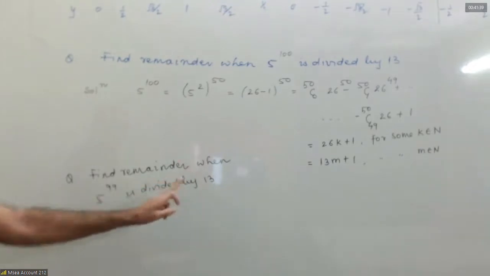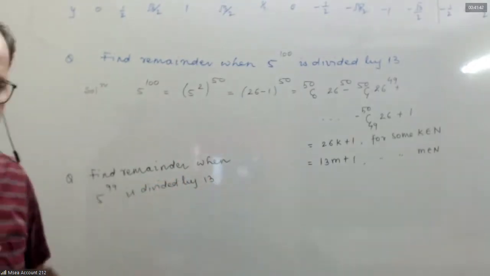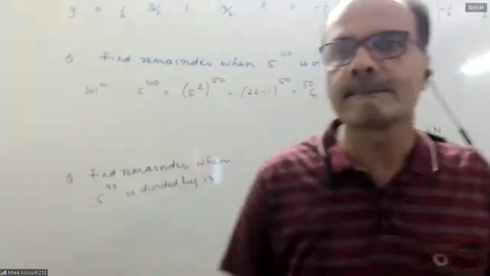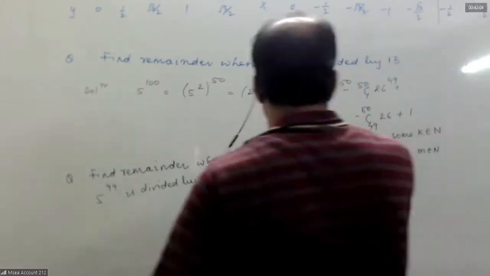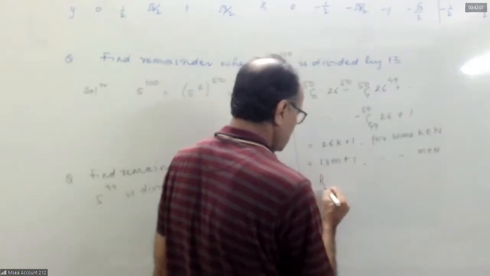Find remainder when 5 to the power 99 is divided by 13. So you write here, remainder is 1.